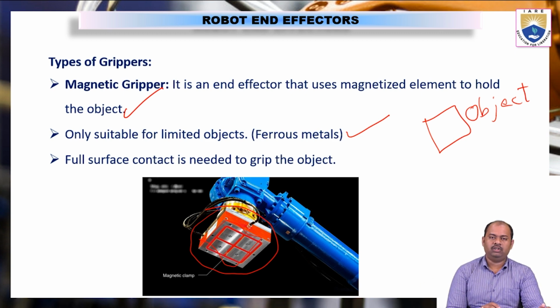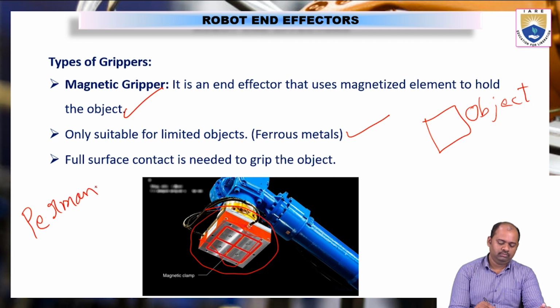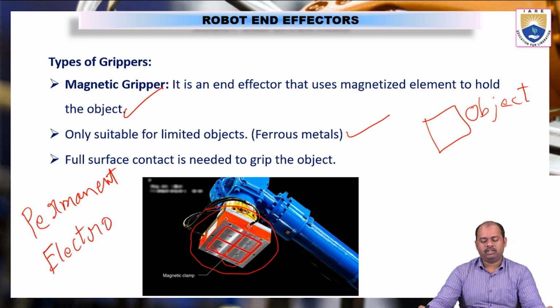As we are talking about magnetic grippers, there are two kinds of magnetism. One is permanent magnet and another one is electromagnet. Why do we want to discuss permanent magnetism and temporary magnetism, which is also called electromagnetism? Because there is one disadvantage of using this magnetic gripper.